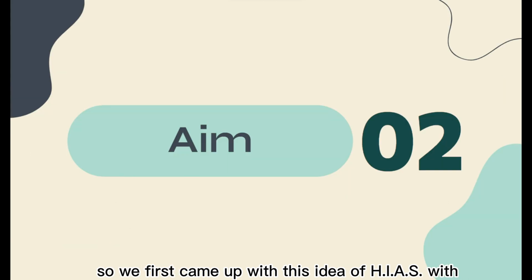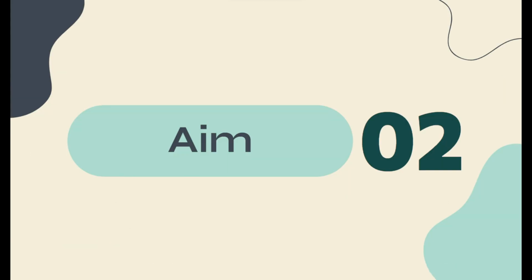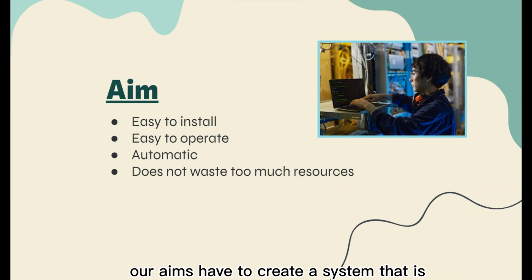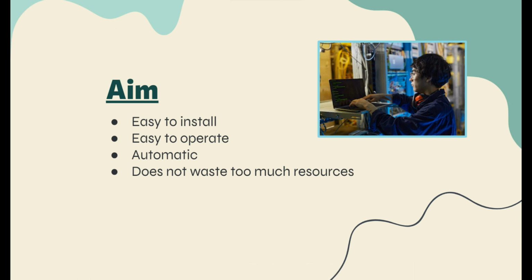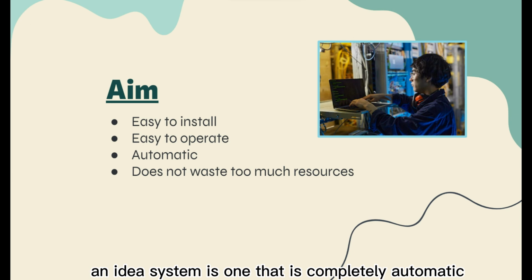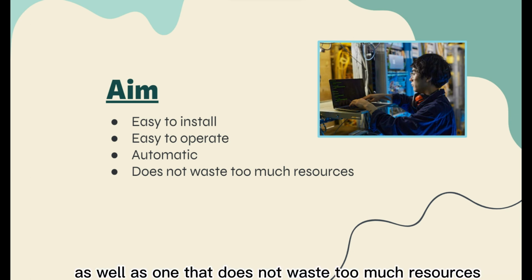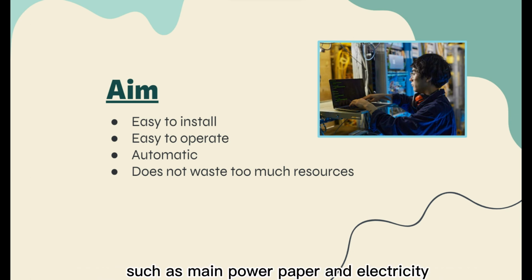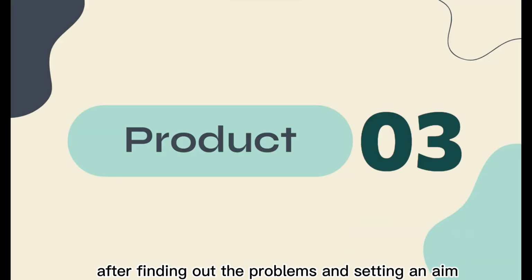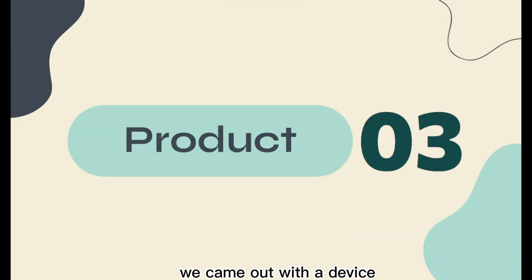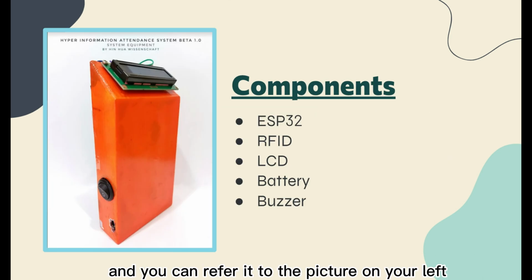So we first came up with this idea of HIAS with these few main aims in mind. Our aims are to create a system that is easily installed and easily operated. Our idea of an ideal system is one that is completely automatic, as well as one that does not waste too much resources such as manpower, paper, and electricity. After finding out the problems and setting an aim, we came out with a device, and you can refer to the picture on your left.